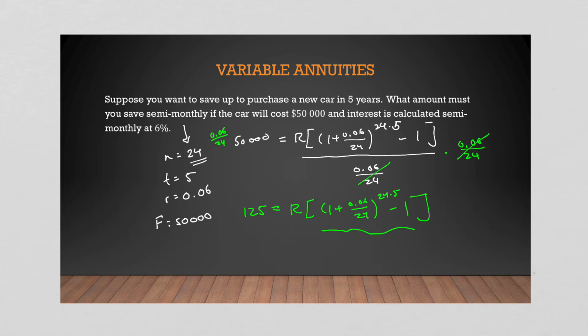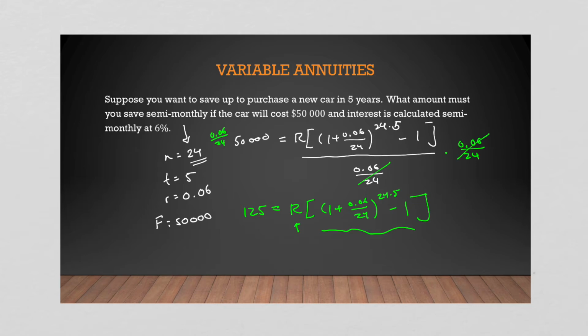So if you're putting it to the power of 24 times 5, put brackets around 24 times 5 to make sure it does that first. You should get 1.349 and so on. And that is being multiplied and then subtract 1. So you should get 0.349 and then a repeated decimal. You're multiplying that by r.